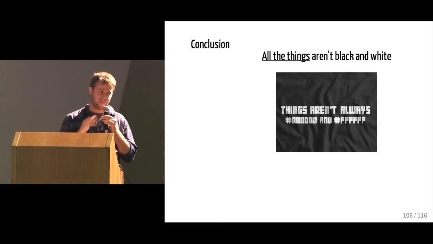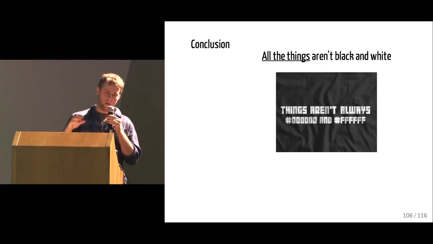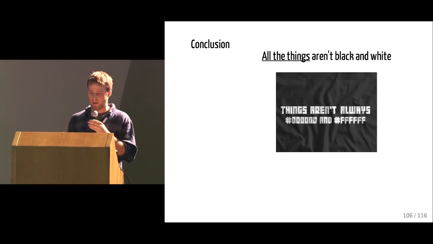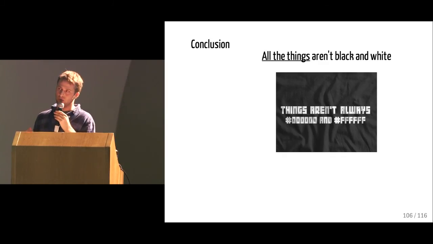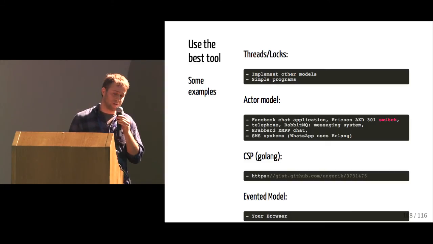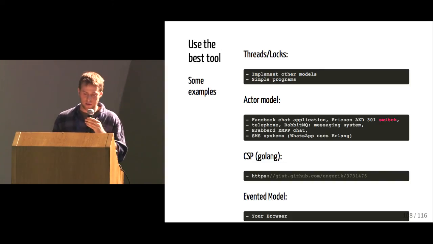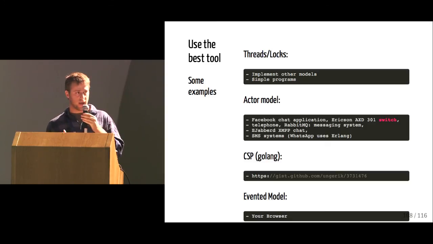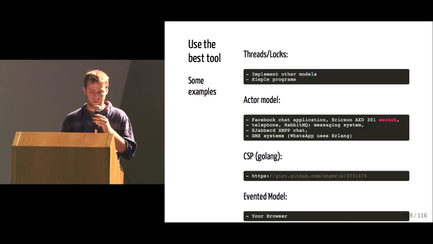As programmers, you can fall into that thinking of, oh, this is the way it needs to be. Whereas in reality, different tools and different models and different constraints, like business constraints, can lead you into using different things at different times, right? Different models shine in different places. Threads and locks are good for simple use cases. They're also good for implementing other models. A lot of other models use threads and mutexes in the background.